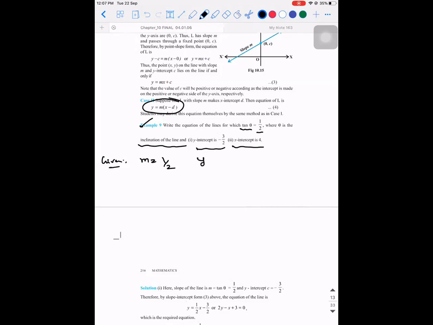So y minus, or let us write this. What is the equation of line whose slope and y-intercept is given? Y is equal to mx plus c. So c is given as minus 3 by 2. So what will be the required equation? Y is equal to x by 2 minus 3 by 2, which implies x minus 2y minus 3 equal to 0.